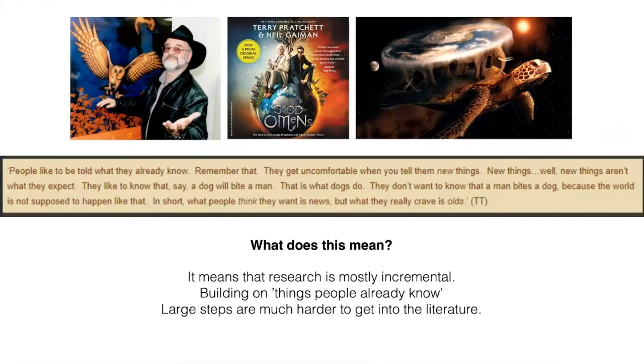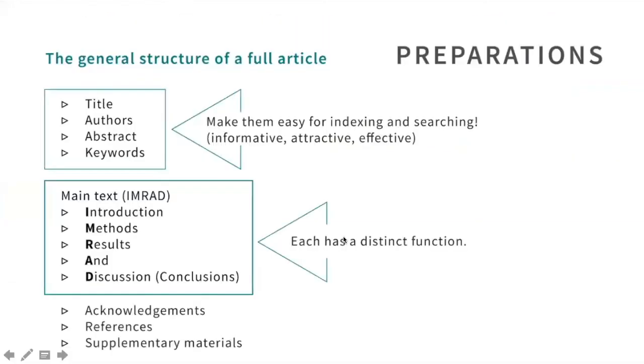So we know that research is mostly incremental. We know that research builds on things that people already know. So when you develop your storytelling skills in your article writing, you do it step by step. You cite previous work, you build up the story, you don't expect too much from your readers. Of course, everybody knows that large steps are much harder to get into the literature.